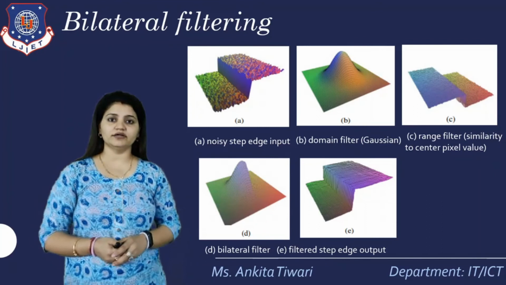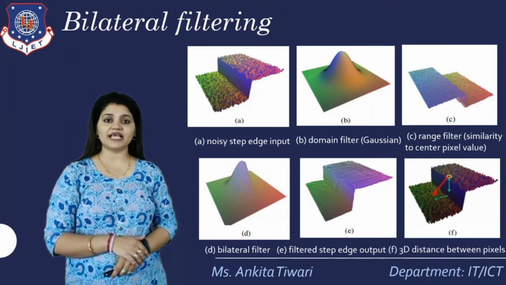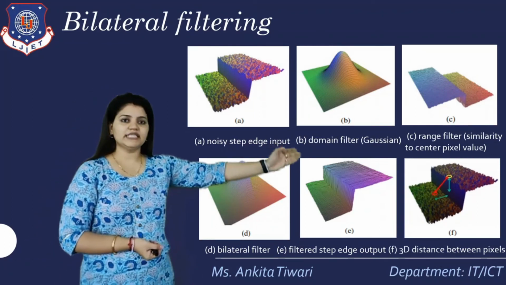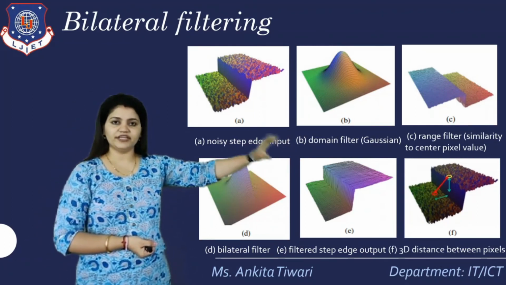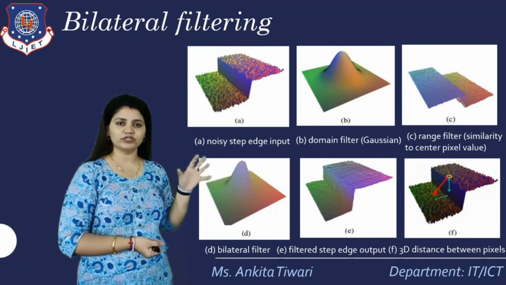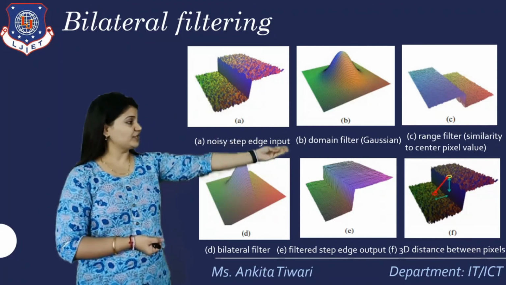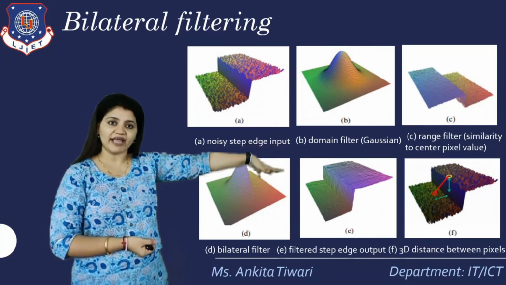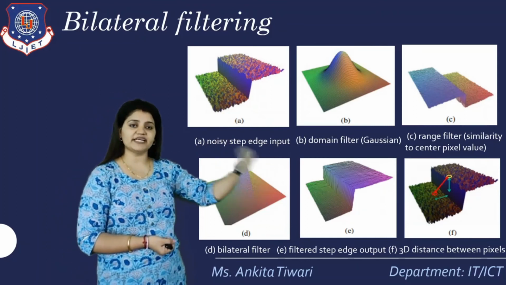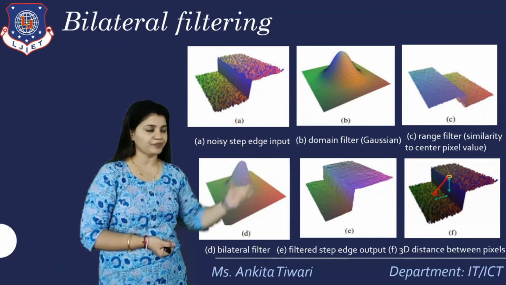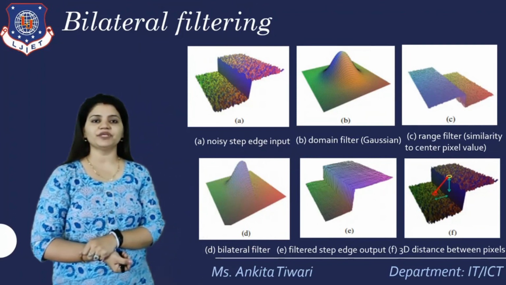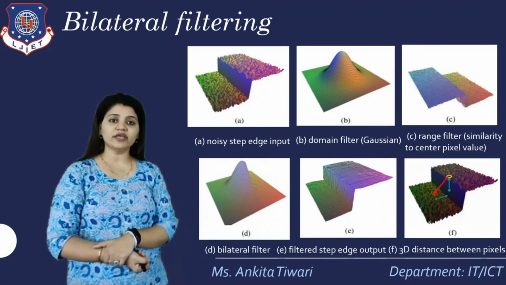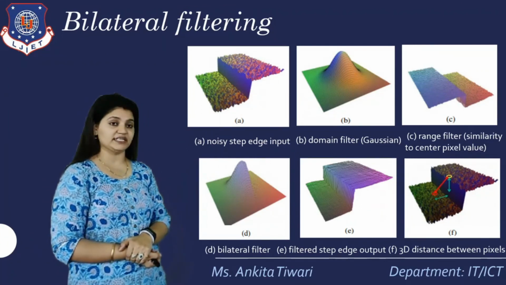So this is how the filtered step edge output takes place, and the 3D distance between the pixels, as you can see here. We are using the RGB color model here for the formula for the color pixel value. As you can see, the pixel value is normally taken with the values of x and y, but in the 3D form, z will also be included as a coordinate. The three values from the 3D distance between pixels are derived in the diagram. So this is what we have with respect to the 3D distance between pixels.